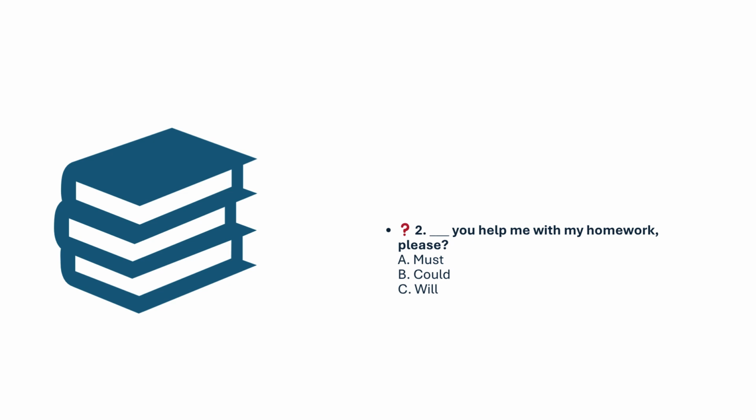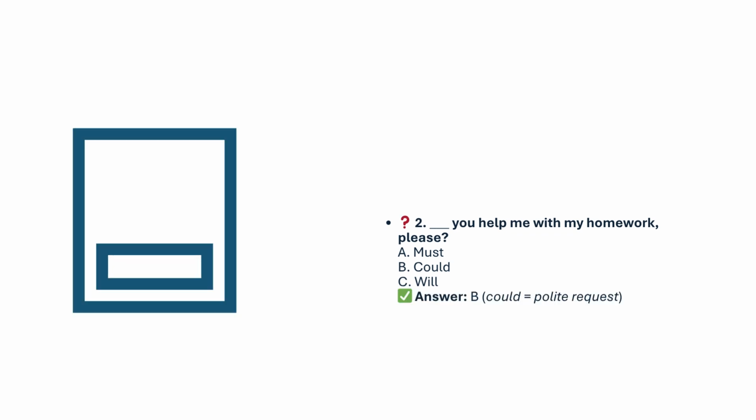And the second question is, blank you help me with my homework, please. Option A is must, option B is could, option C is will. What do you think is the correct answer? Write it down below in the comments. And the correct answer is option B, could, because we are making a polite request by using please. Could you help me with my homework, please?